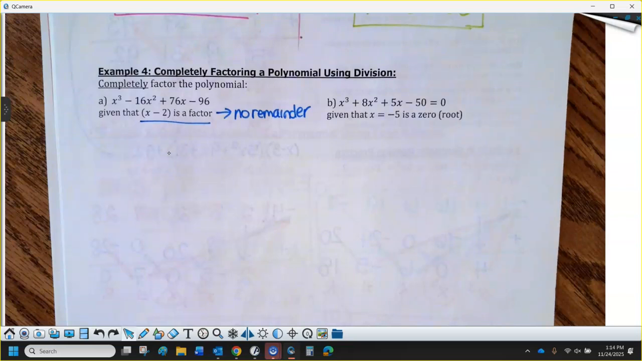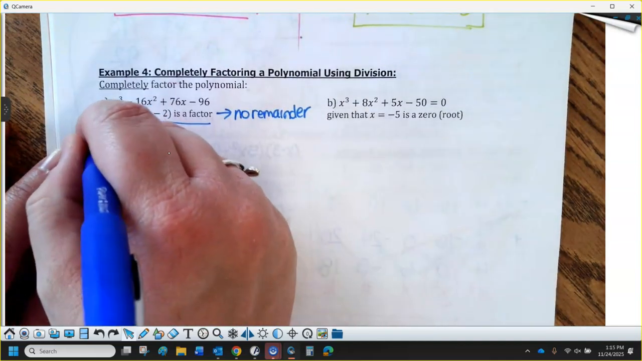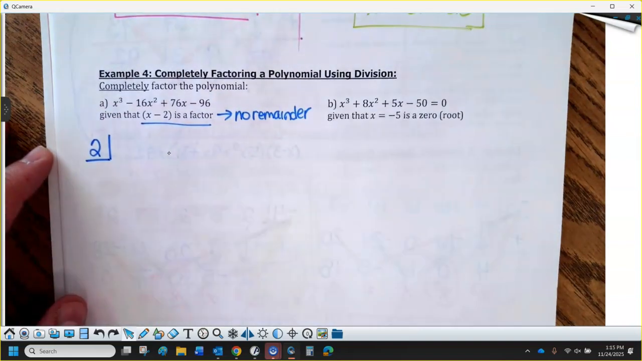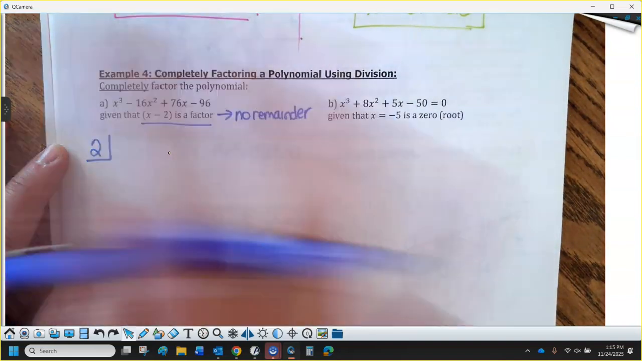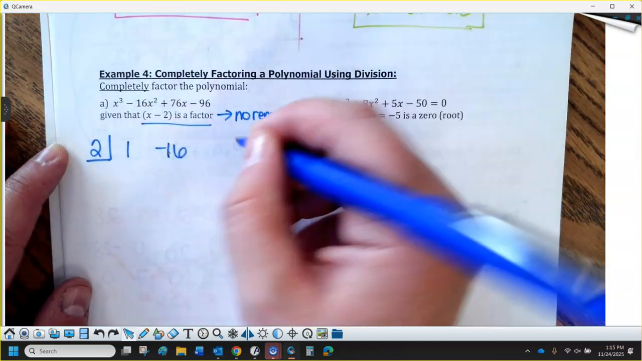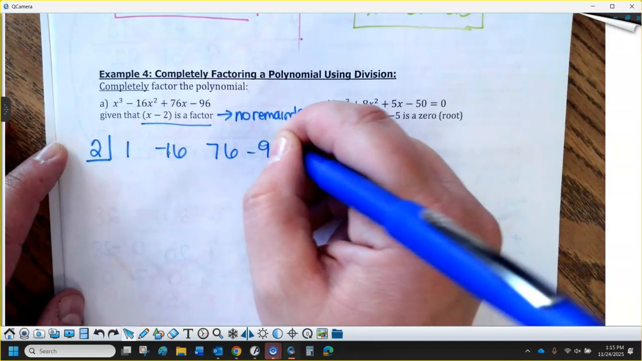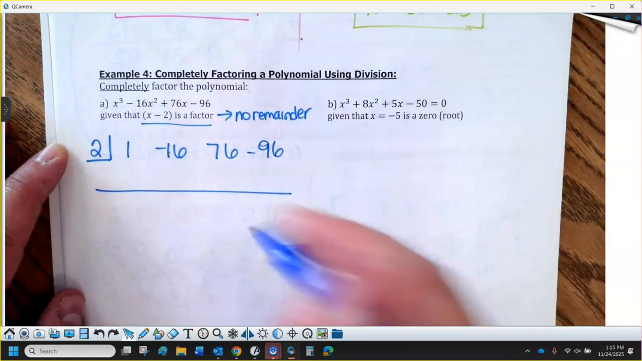So I'm going to divide this. And what it's trying to say to you there is after we divide it, whatever our result is, we'll probably be able to factor a little bit further if it's asking us to completely factor this. So I'm going to change that x minus 2 up to a 2. Write down my coefficients. You're not missing any powers of x here. I have 1x cubed, negative 16x squared, 76x, and then negative 96. So no missing powers of x.